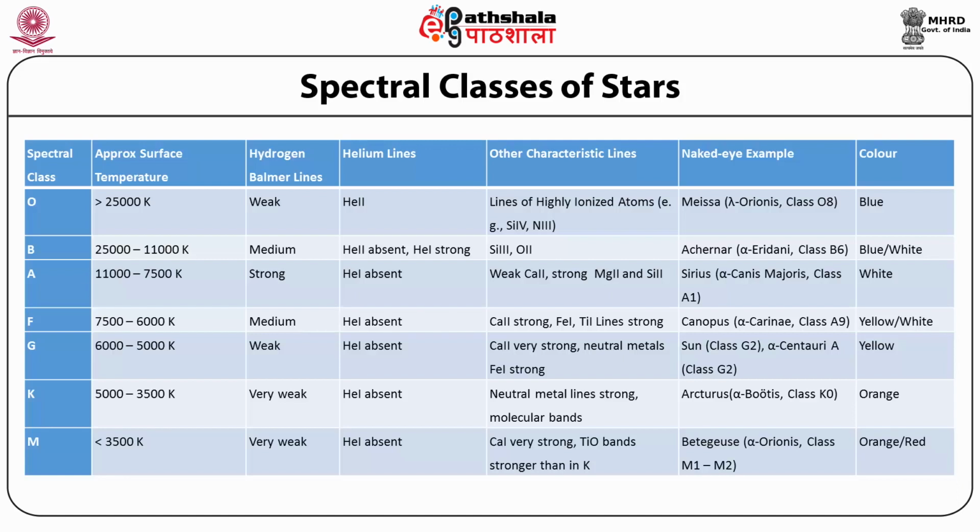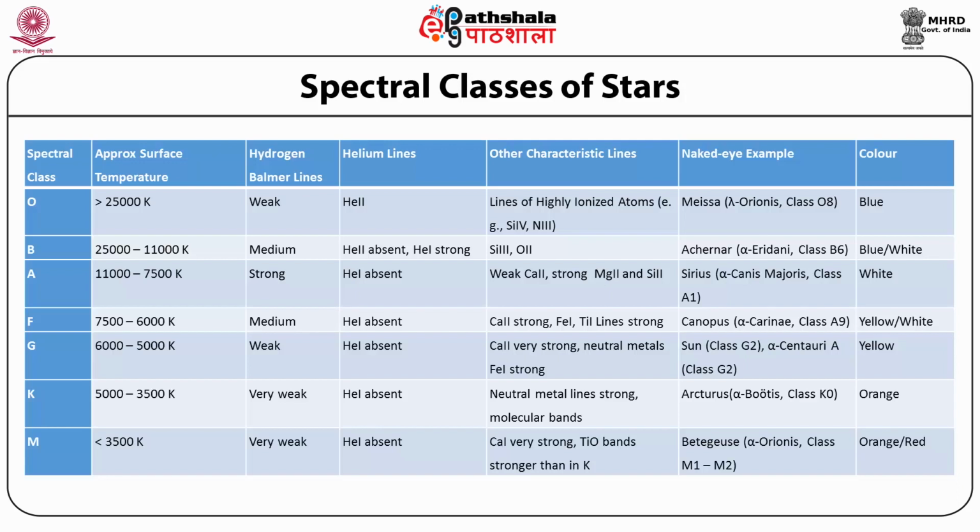The next one is F, having a temperature range from 7500 to 6000 Kelvin. Medium hydrogen Balmer lines are there. He1 is again absent. The Ca2 lines are strongest. Fe1 and Ti1 lines are also strong. The naked eye example is Canopus, Alpha Carinae, class A9, and the color is yellow-white.